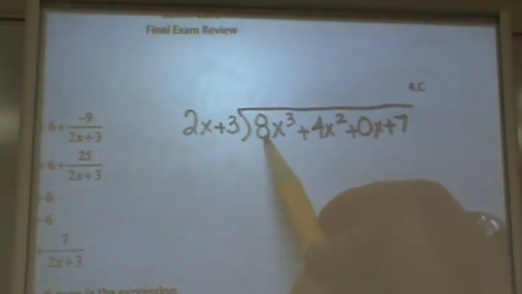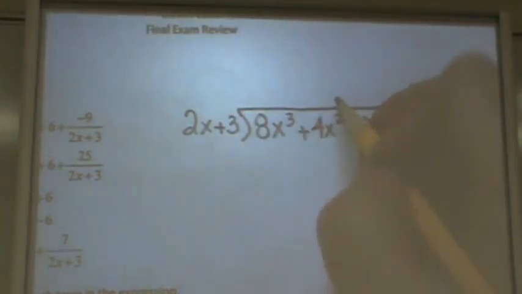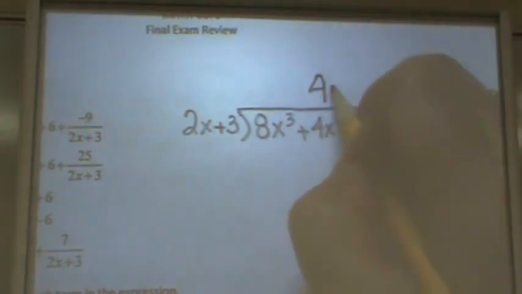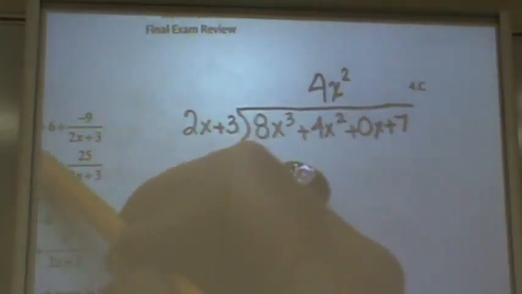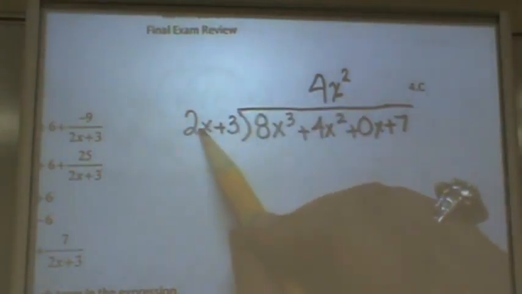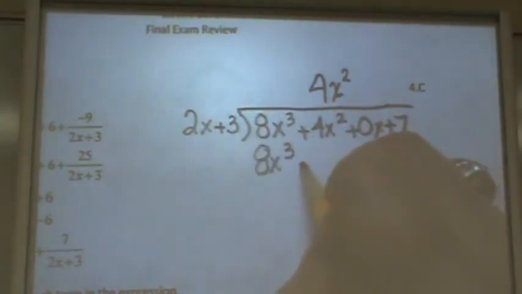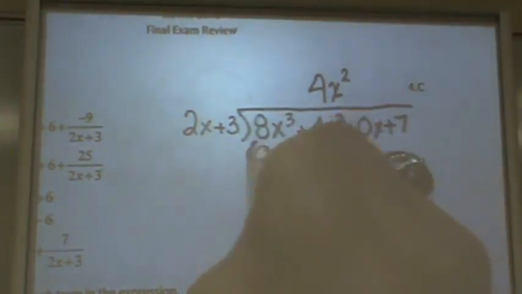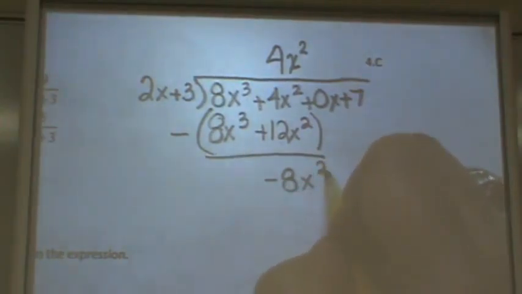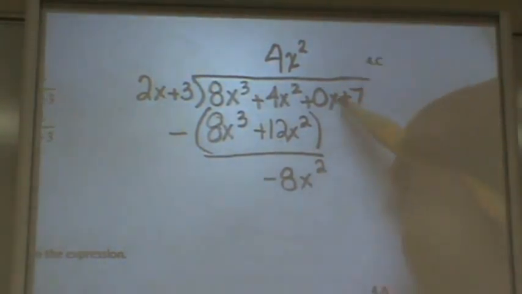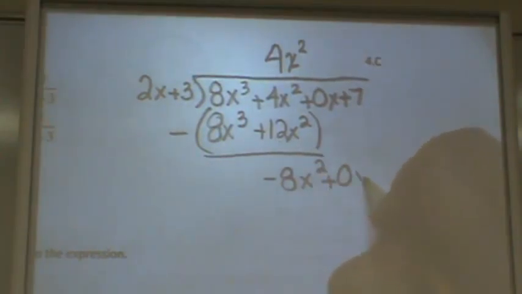2x times what is 8x to the third power? So we need a 4, and we need x squared. Okay, so obviously 4x squared. So 4x squared times 2x is 8x cubed. 4x squared times 3 is 12x squared. So when we subtract, we end up with 4x squared minus 12x squared is -8x squared. Now, we have the 0x, but let's see if we're going to bring that down. That's actually nothing. We may end up bringing that. Let's just bring 0x down.